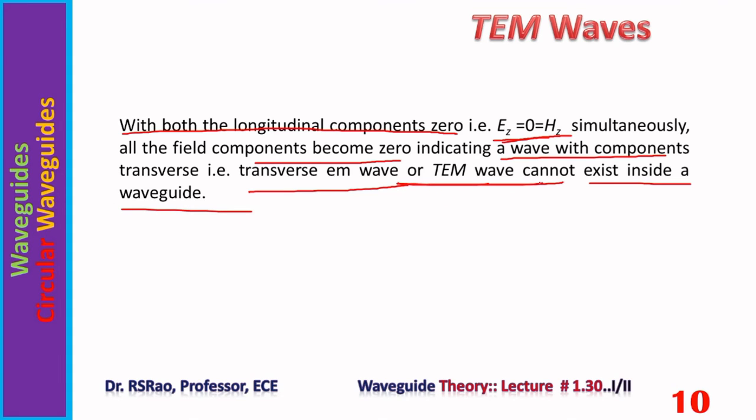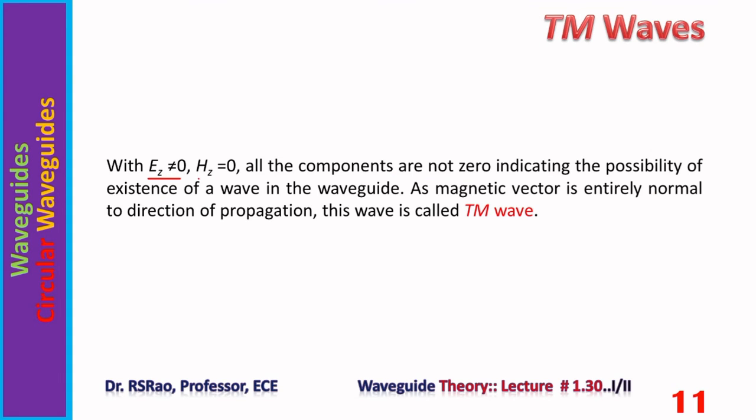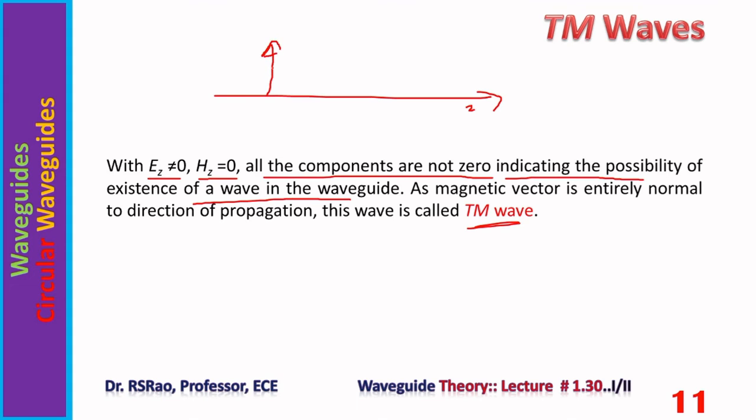TEM wave cannot exist. When Ez is not equal to 0 but Hz equals 0, all the components are not 0, indicating the possibility of existence of a wave in the waveguide. This wave is called TM wave. Hz 0 means, let us say this is the z direction, the wave is traveling in the z direction, Hz 0 means H is like this, transverse, normal. Now if you try to find the field component parallel to the z direction, you don't get anything, 0, because it is entirely normal. Ez may be like this, must have a component, right?